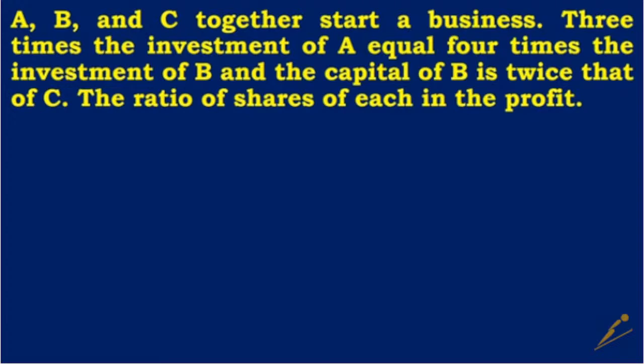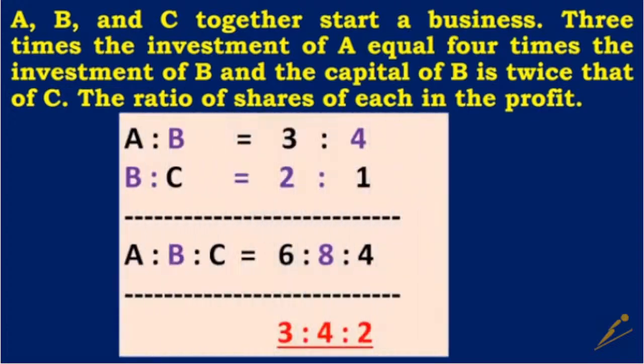3 times the investment of A equals 4 times the investment of B, which is A:B equals 4:3. The capital of B is twice that of C, which is B:C equals 2:1. A:B:C equals 4 into 2, 3 into 2, 3 into 1, which is 8:6:3. Here, the consequent of the first ratio should be equal to the antecedent of the second ratio. Dividing the ratio by 2, we get the required answer.